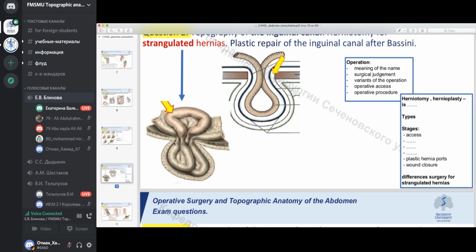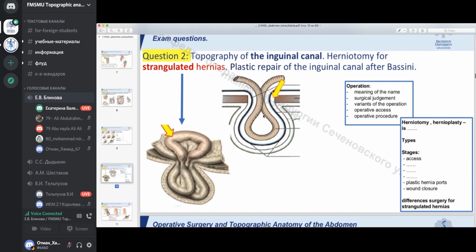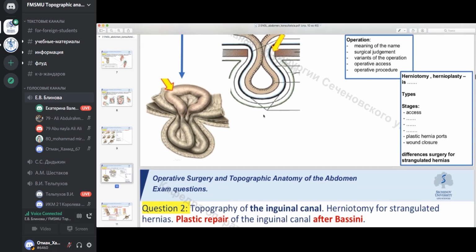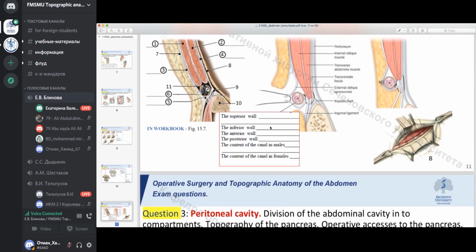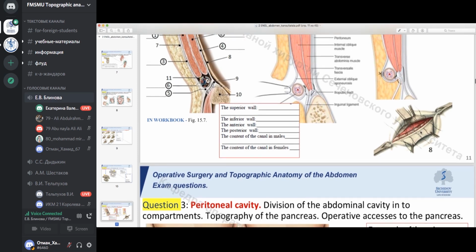Firstly, you should make the surgical access and open the anterior wall of the inguinal canal. In the first stages of the method, you should cut the hernia orifice, the hernia ring, and prevent pressing of the loop. Do you understand me? After examination of the contents of the hernia sac, you should make the plastic repair of the posterior wall of the inguinal canal. You should stitch the internal oblique muscle and transverse muscle to the inguinal ligament.